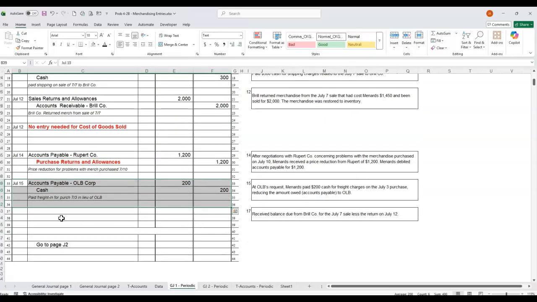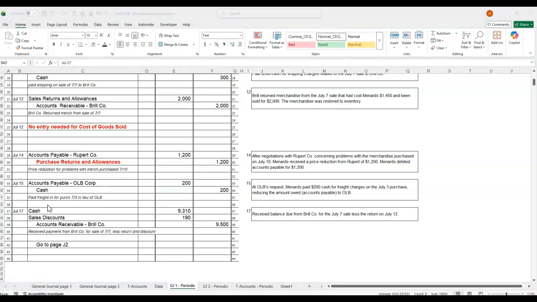And let's see, we received the balance due from Brill Company from the sale of the 7th, less the return on the 12th. And this is going to be the same entry that you would make under the perpetual method. That doesn't change. Debit to cash for the net amount, debit to sales discounts for the amount of the discount that's allowed, and a credit to accounts receivable Brill.